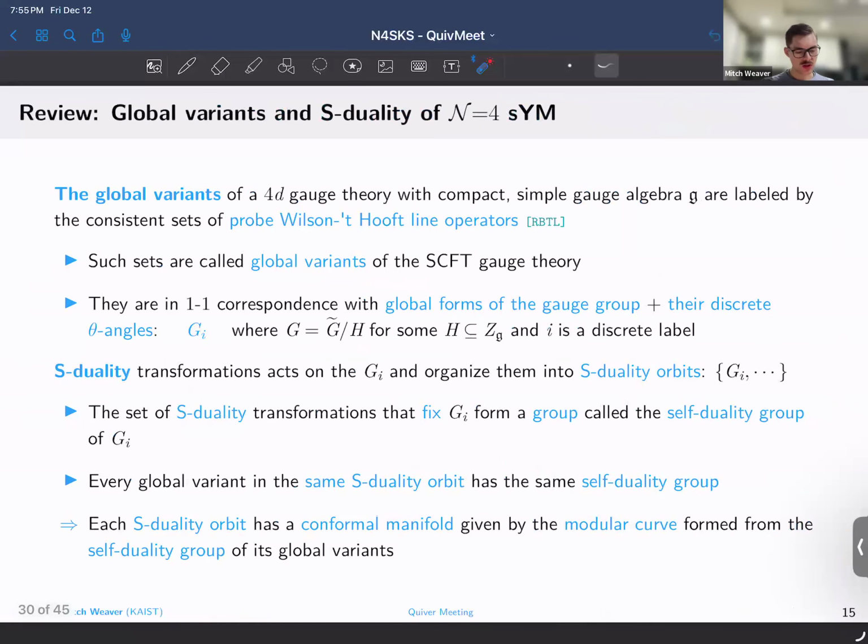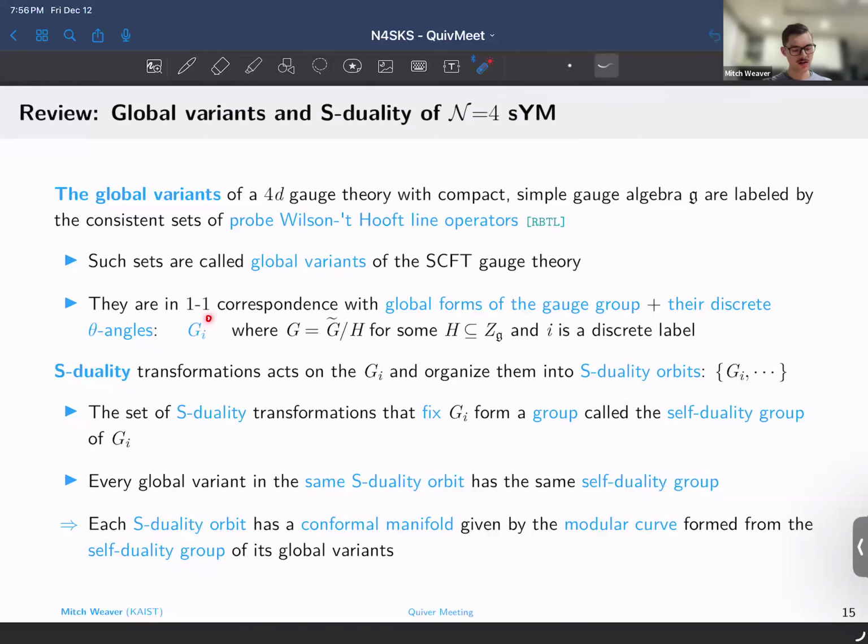Okay, so yeah, what are the global variants of a 4d gauge theory? If we have a simple gauge algebra G, the global variants are labeled by the consistent sets of probe Wilson and 't Hooft line operators. And these sets are called the global variants. They turn out to be in one-to-one correspondence with the global forms of the gauge group, plus you have to define a value for these so-called discrete theta angles.